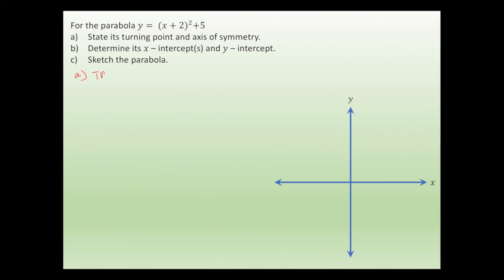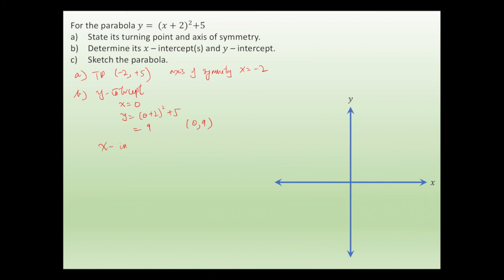Alright, we know the turning point this time would be (-2, 5). And then the axis of symmetry is x equals minus 2. And then part B, the y-intercept happens when x equals 0. So y equals 0 plus 2 squared plus 5. Therefore it is 9. So it's (0, 9).